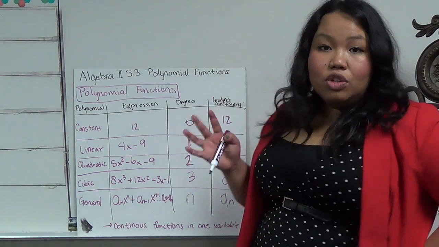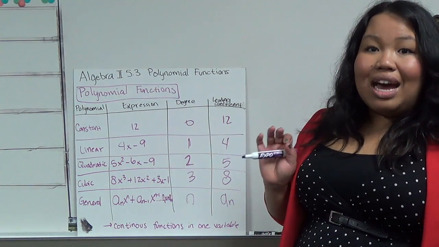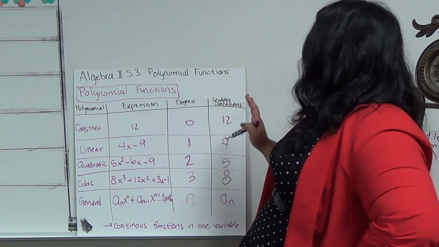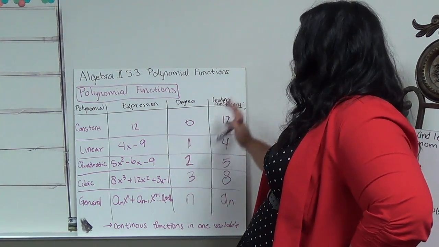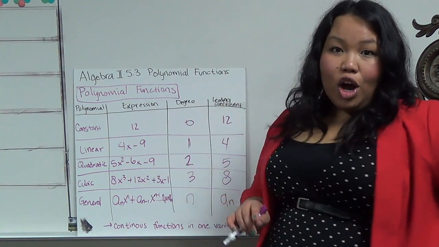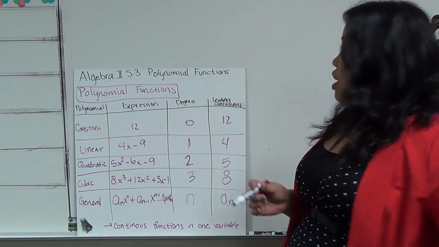Now, sometimes they'll give it to you out of order, so you need to make sure you put it in order. The variable with the highest power will be your degree, and the number attached to it is your leading coefficient. So, go ahead and pause, write this down, and we'll try some problems. Hopefully, this is pretty straightforward.